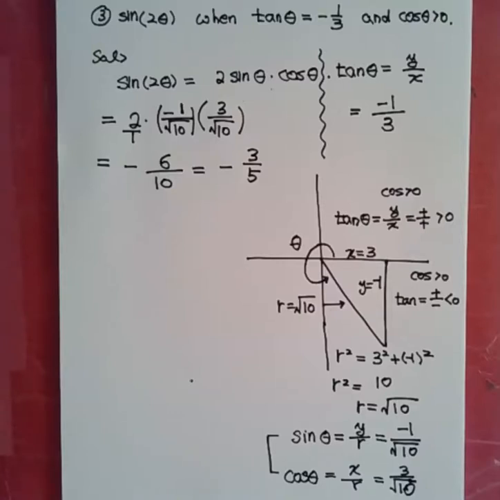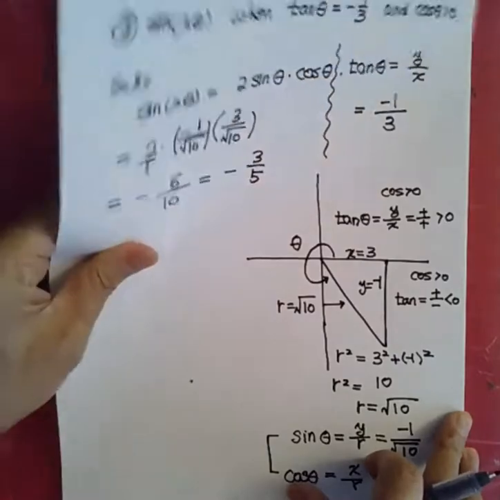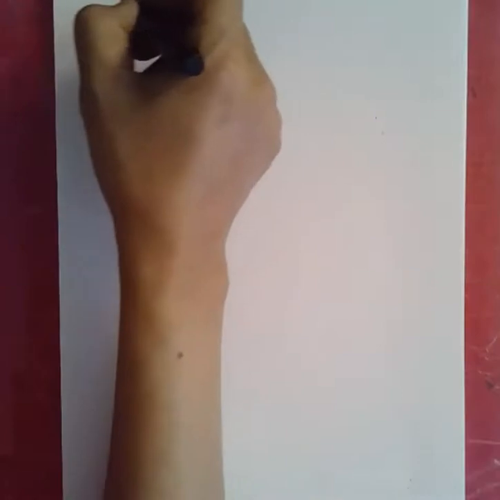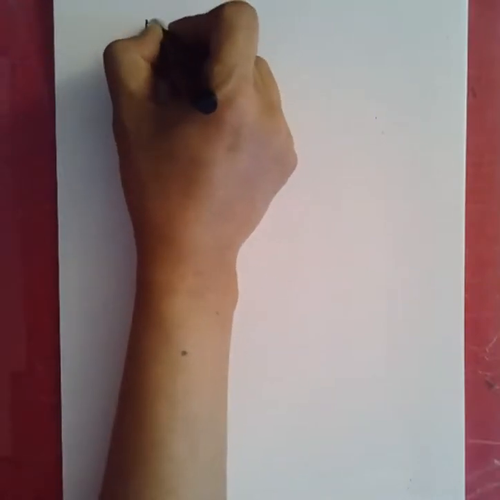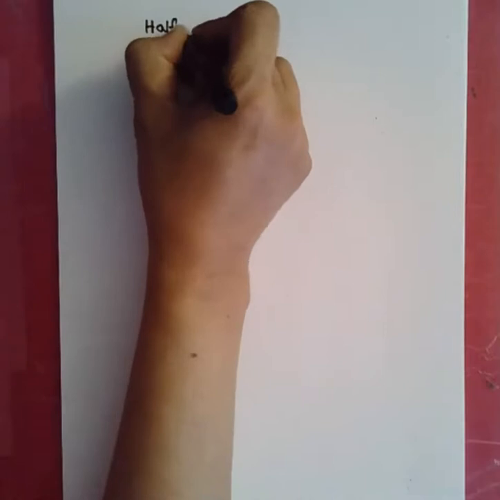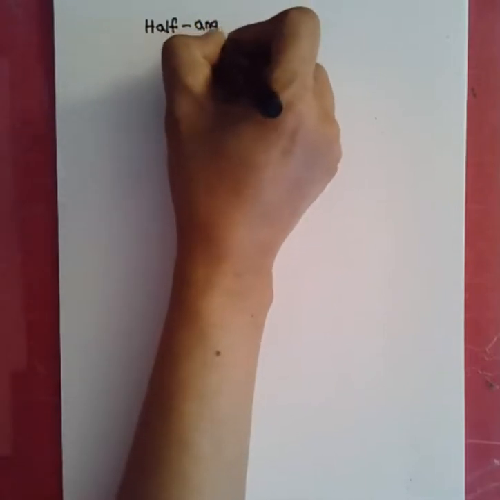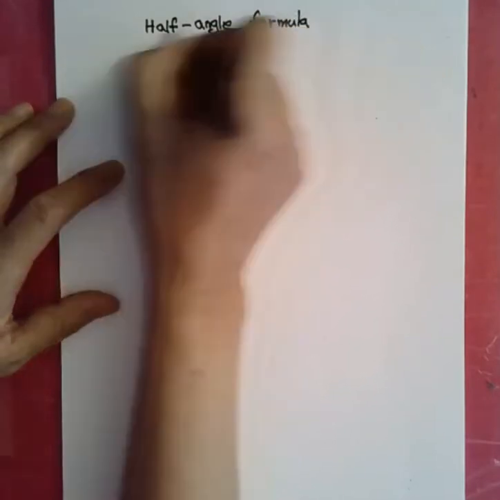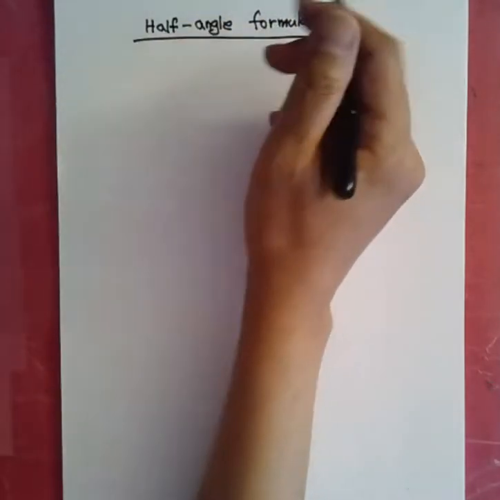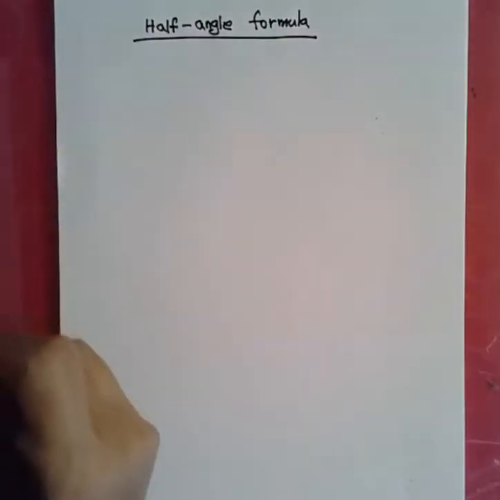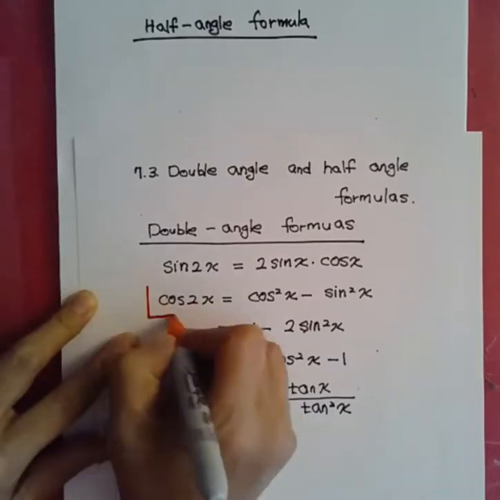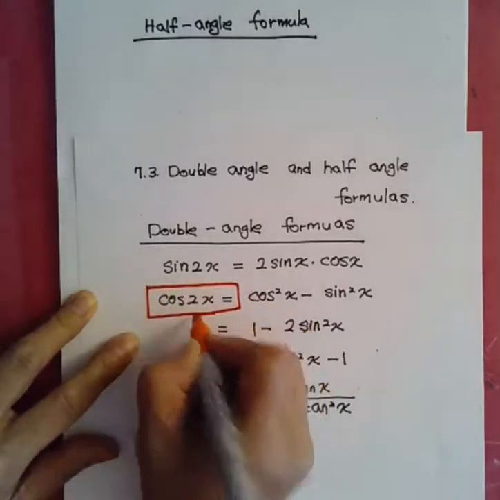That's all for the double angle formula. Let's move on to the half angle formula. The half angle formula can be derived by using the double angle formula of cosine.